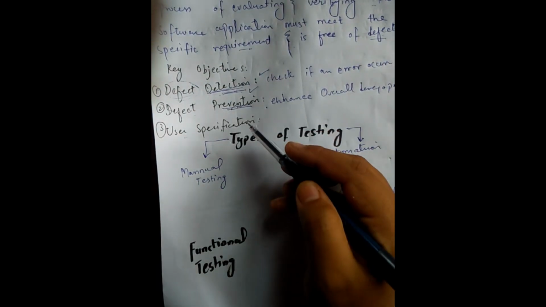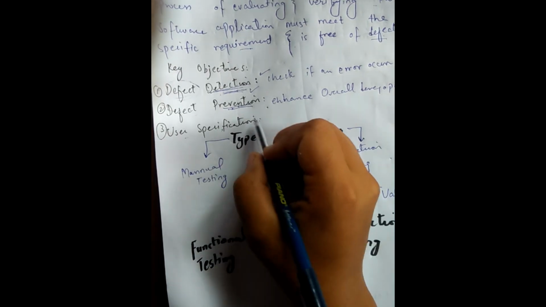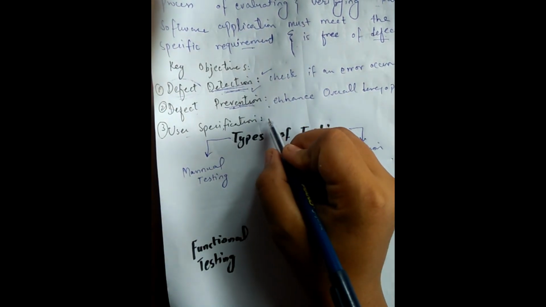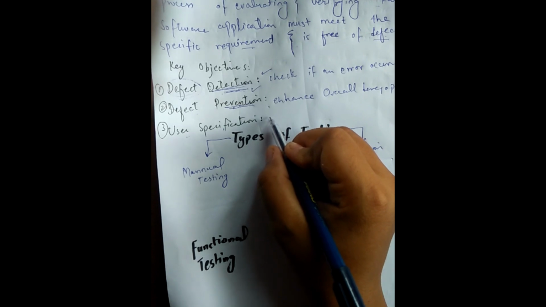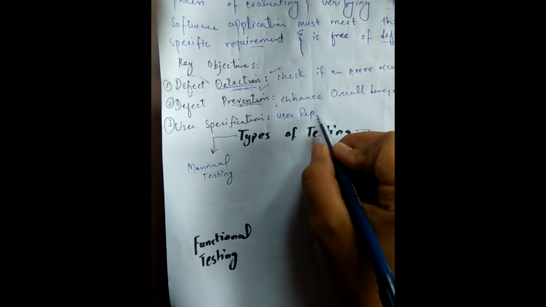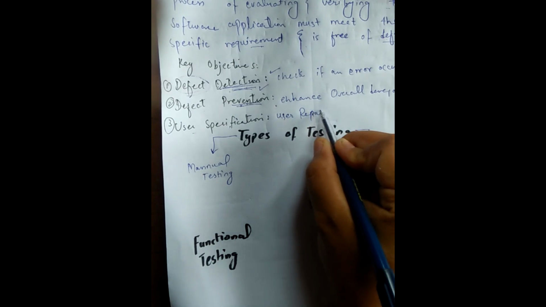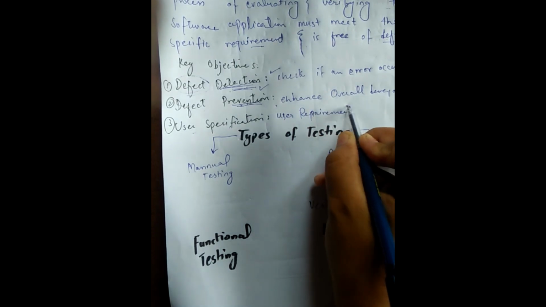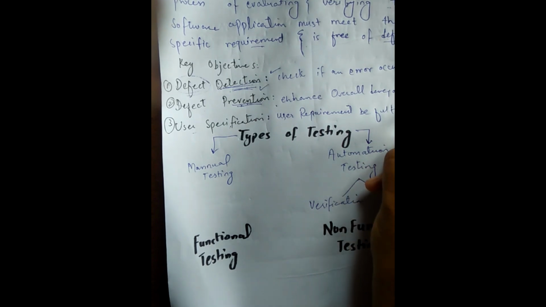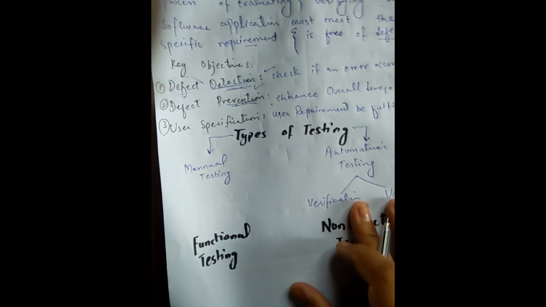Now the next is user specification. I told you firstly that we meet the user requirements. Now we will see whether the user requirements are fulfilled or not. Here we will ensure that the requirements are fulfilled.